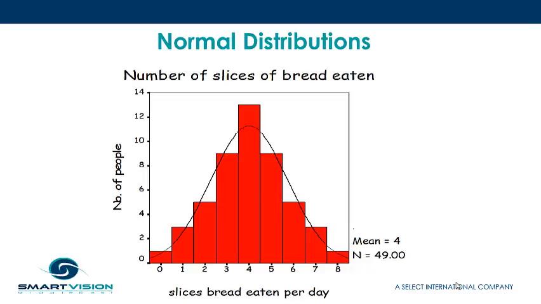If any sample follows this shape, as you can see here, this shape of distribution, then we can say that this sample is normally distributed, and then we can generalize its statistical measurements to its entire population.